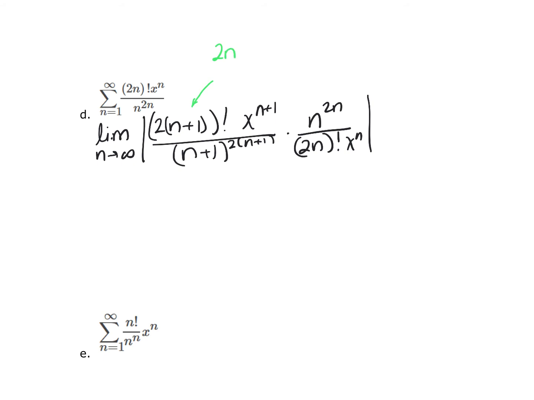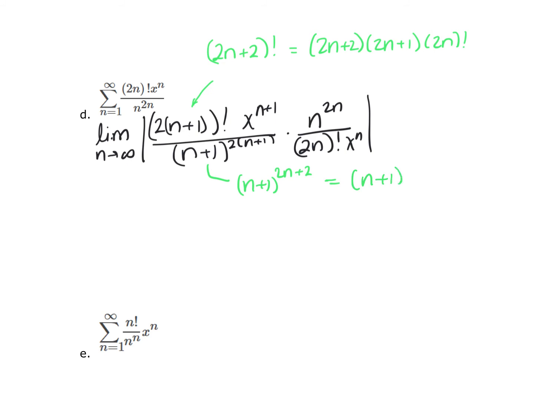So this is 2n plus 2 factorial, which is equal to 2n plus 2, 2n plus 1, 2n factorial. And this is going to be n plus 1 raised to the 2n plus 2, which is n plus 1 raised to the 2n. And then I'm also going to get n plus 1 raised to the 2.